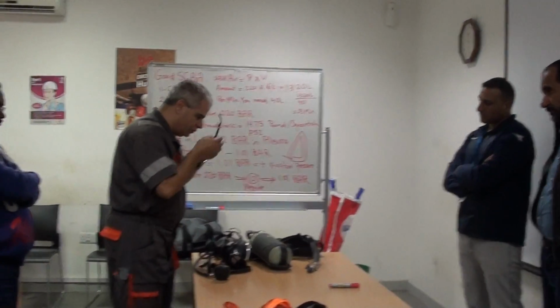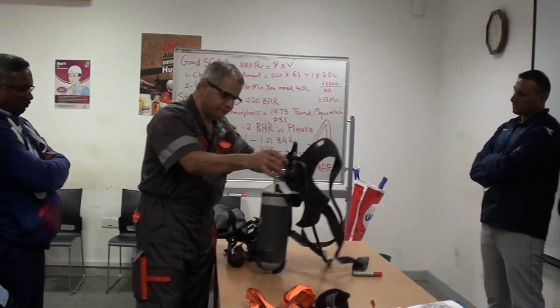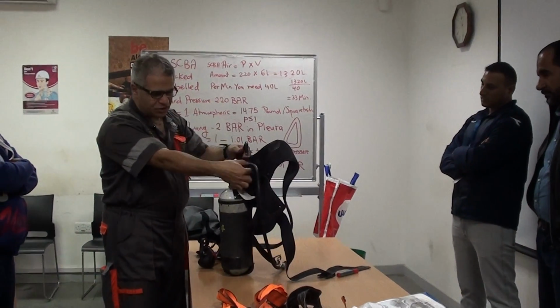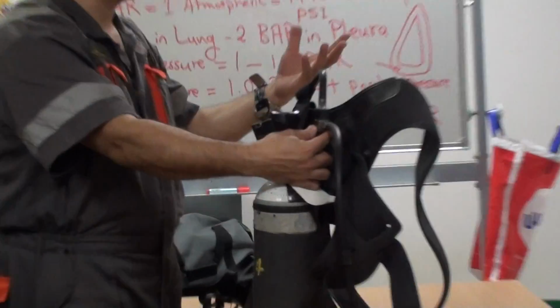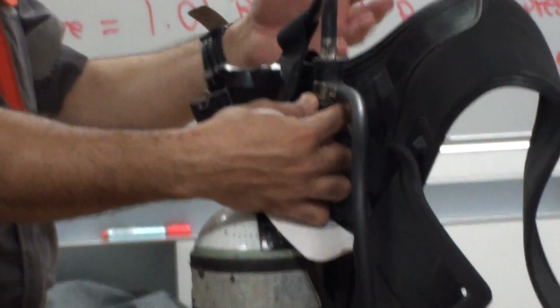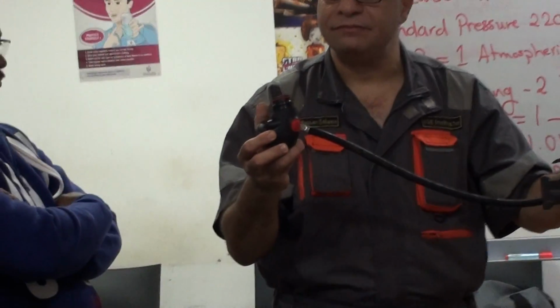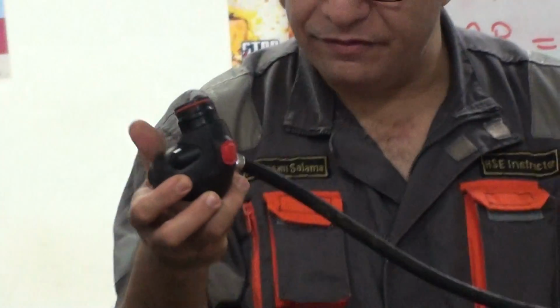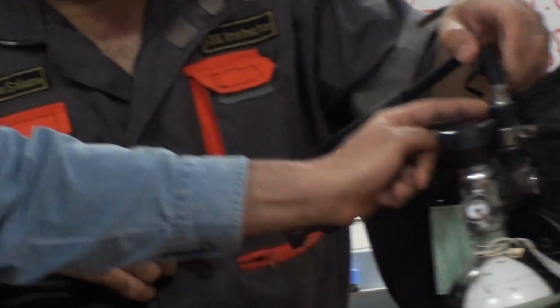Now, we want to know where is the pressure regulator. Here is the pressure regulator. How to reach the pressure regulator, the reducer? Simply, you follow the line of the mask. This demand valve, please follow all the way through, where it ends here.